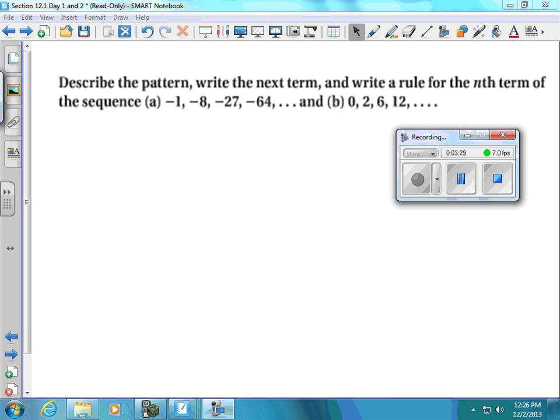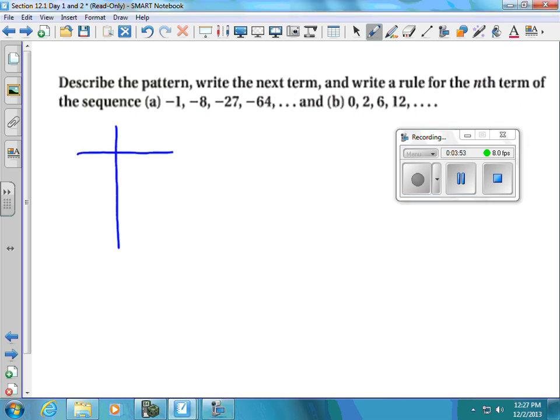Okay, so now here's the fun part. Describe the pattern, write the next term, and write a rule for the nth term. So basically what we're going to be doing is we're going to be looking at these patterns of numbers, and we're going to try and find a rule for it. Now what I like to do is I like to make an XY table, or an input-output table, and see if I can see a pattern. So we'll call this X and Y. You can also think of it as N or an A sub N.